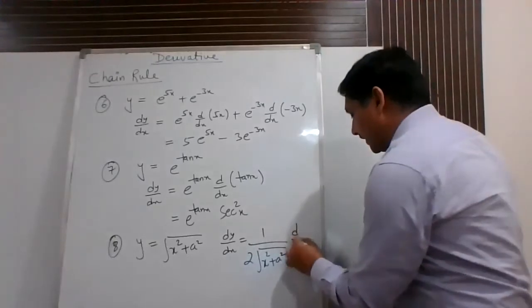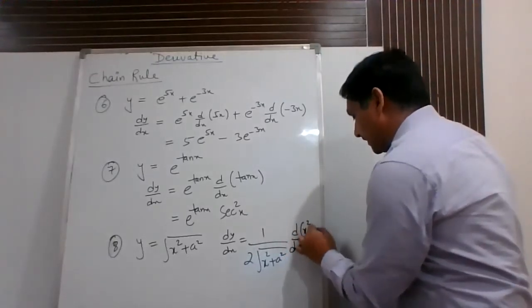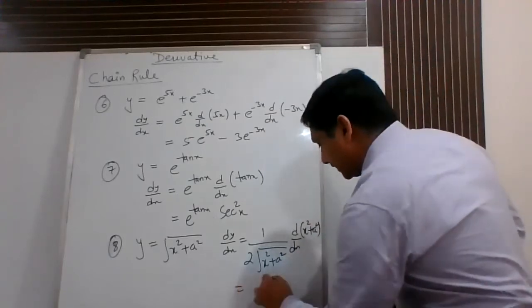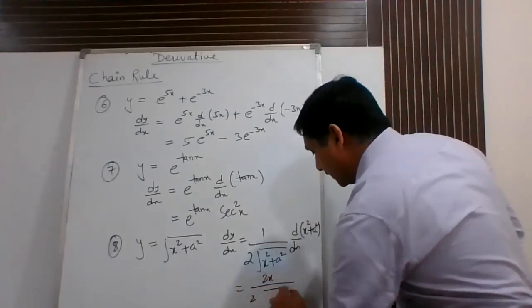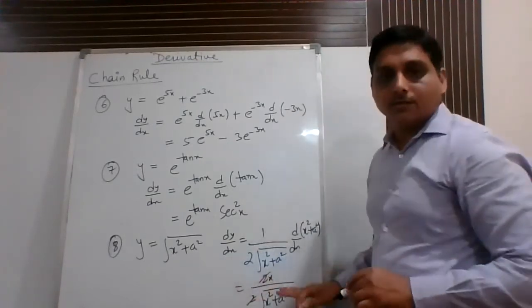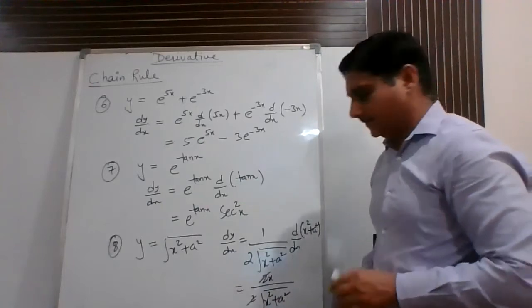After that, you need to take the derivative of x square plus a square. A square is a constant quantity. Finally, you will get this as 2x upon 2 under the root of x square plus a square. 2 and 2 will cancel out. This is our final answer.